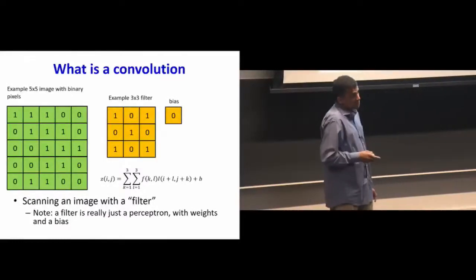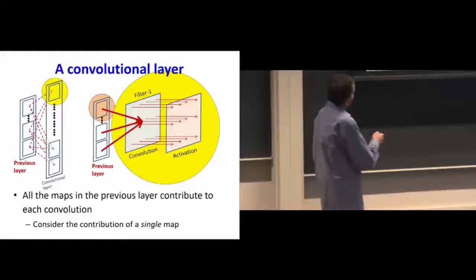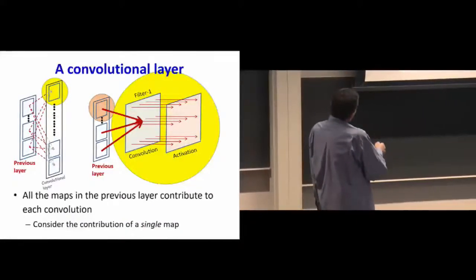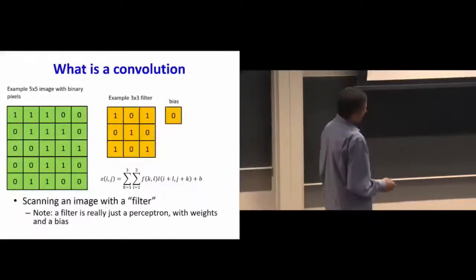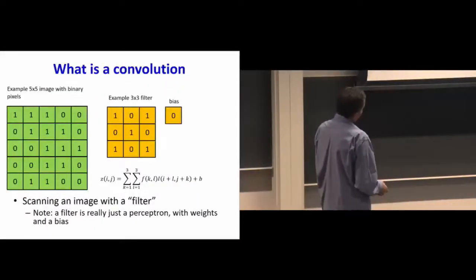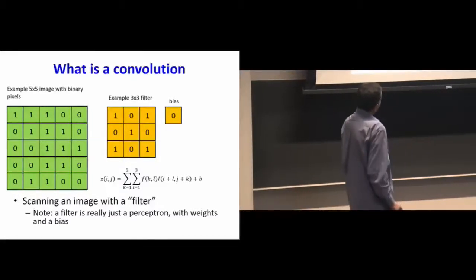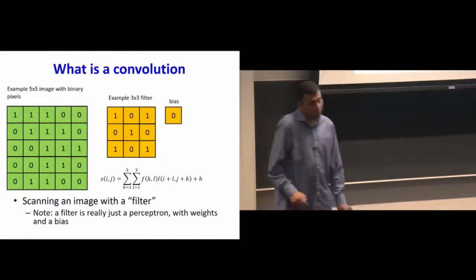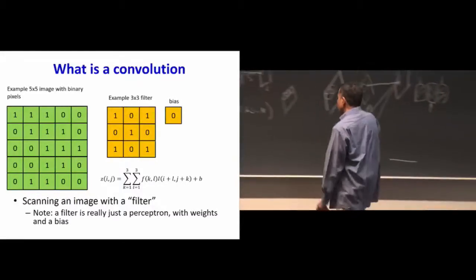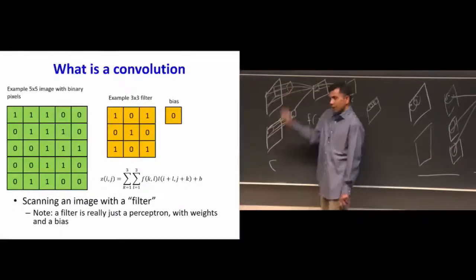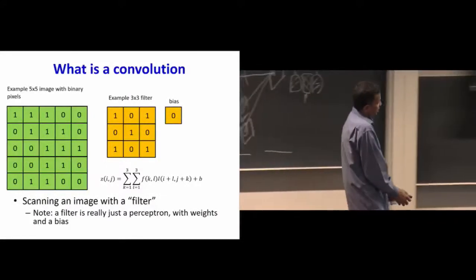What exactly does this convolution do? Just to give you an idea, let's look at just what this one term actually contributes to the overall computation. Let's say I have a 5 cross 5 image with binary pixel values, and this filter, let's assume, is 3 cross 3. And you also always have a bias term, right?